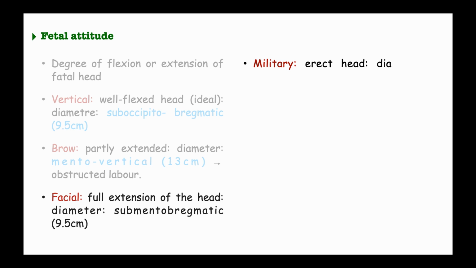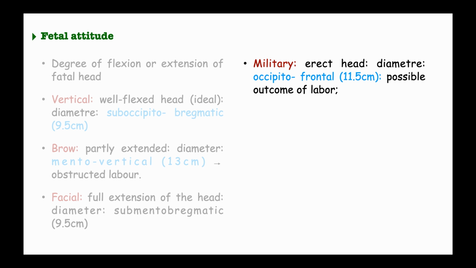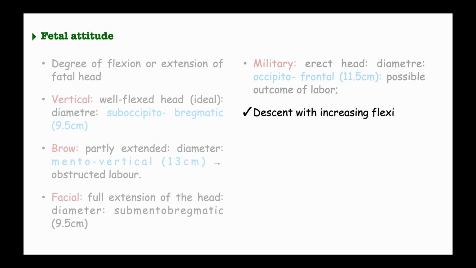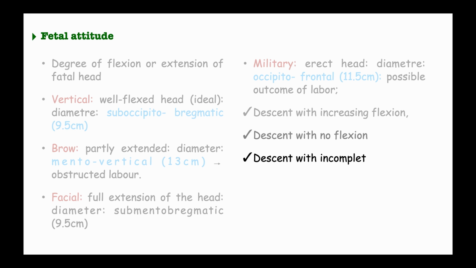Now, when we look at the next one, we have the military attitude. As the name implies, military, the head is standing still on the body, and so the diameter is occipitofrontal, which is 11.5 centimeters. And there are various possible outcomes of this attitude. We may have the baby descending with increased flexion, as well as the baby descending with no flexion at all. Then we may also have the baby descending with incomplete flexion.